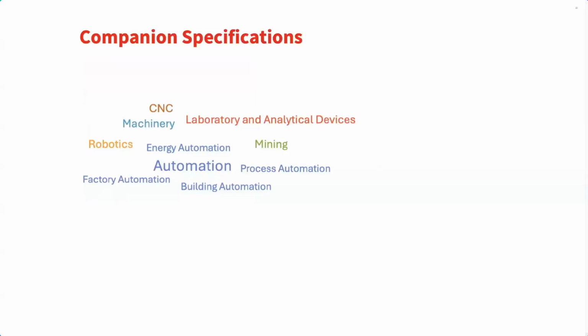Standard information models for various industrial domains are published separately from the core standard and are called companion specifications. Here we have a few examples. As we can see, there is a large automation presence in energy, building, factory, and process automation. However, there are also representatives from very different domains like mining equipment and laboratory and analytical devices. In all, there are over 60 published companion specifications.